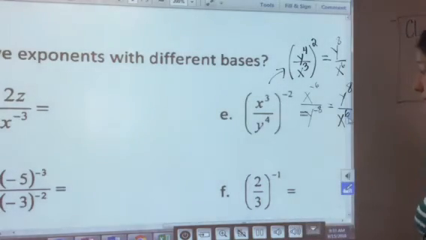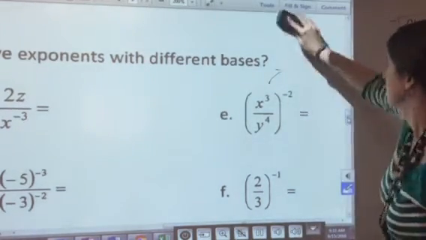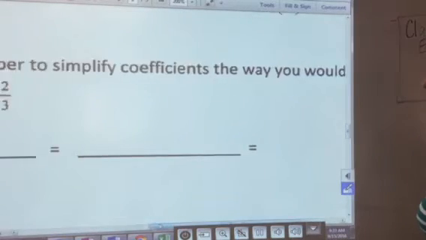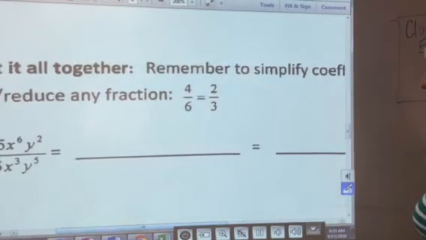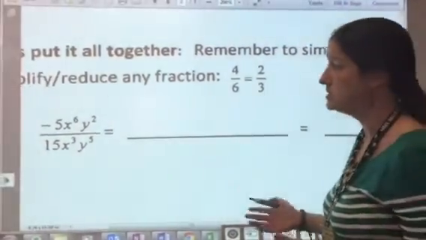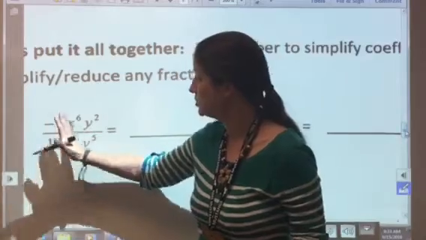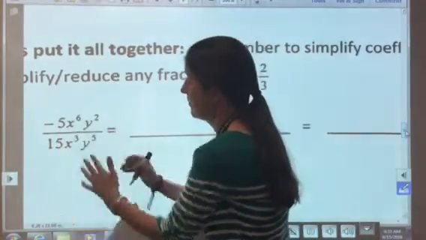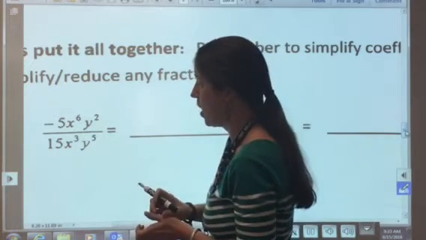All right, we're going to put it all together and we're going to go down to the bottom of the same page, and we're going to go to number 1. We're going to do this first one with you. All right, so I'm going to look at things that have the same base. I'm going to separate my coefficients. I'm going to separate my fraction with a base of x. I'm going to separate my fraction with a base of y.